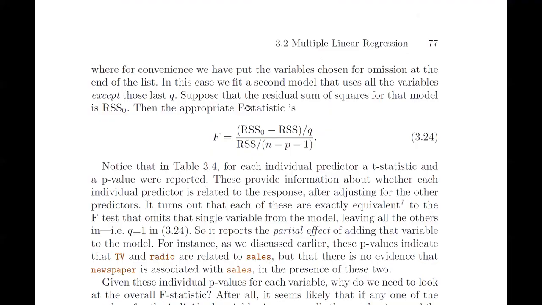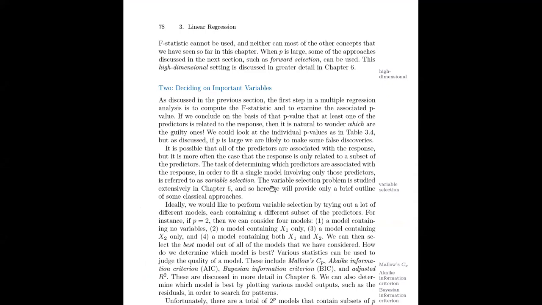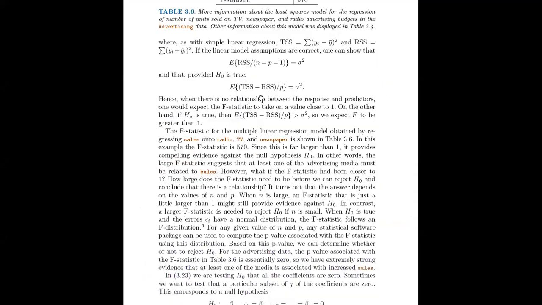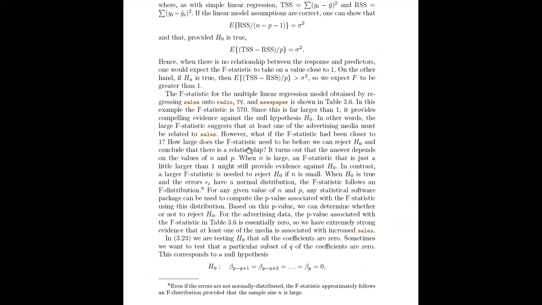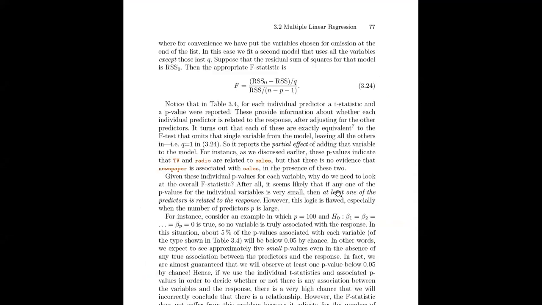Unfortunately, I'm not seeing it. And maybe I'd be surprised if they don't calculate it. So let's have a look. A larger F statistic is needed to reject.